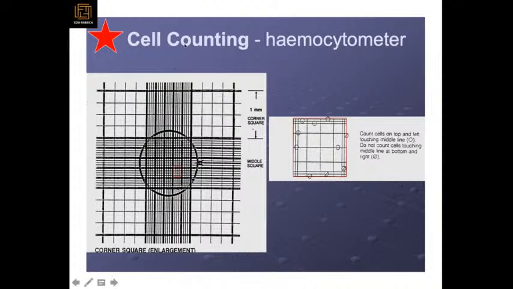This is a hematocytometer where you count your cells from these scales. And you do not count cells on the outside lines, you mainly count cells inside the boxes.